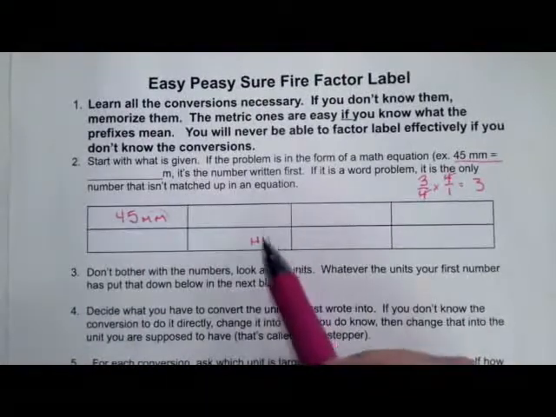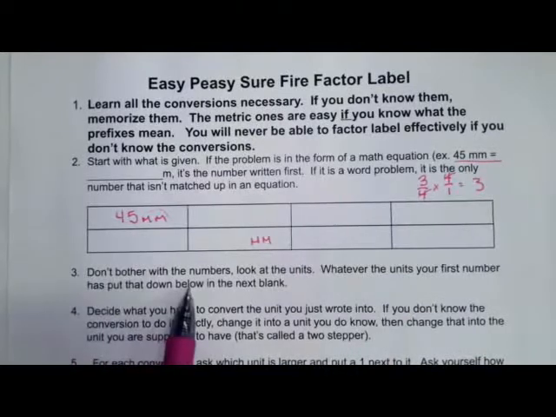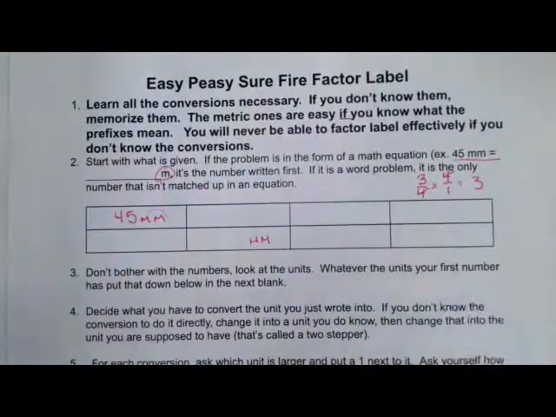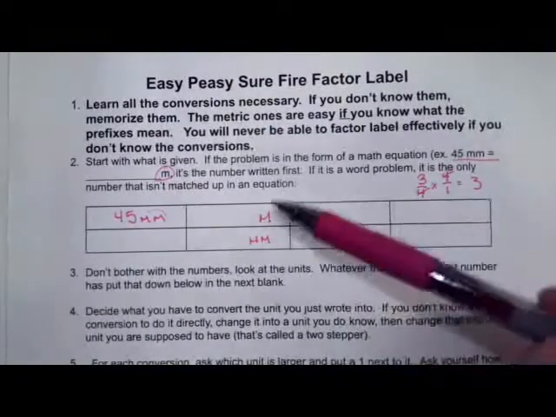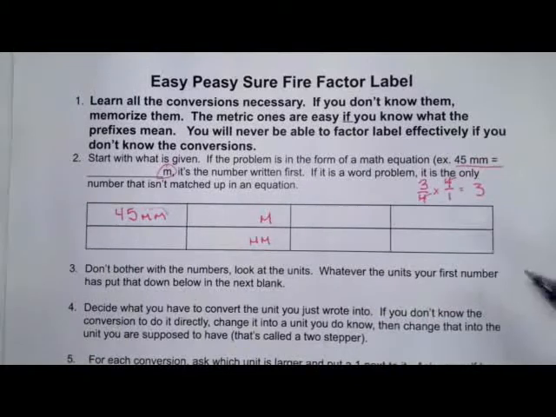And then on the top box, don't bother with the numbers, look at the units. Whatever units your first number has, put that down below in the next blank. Okay? Decide what you have to convert the unit into. Well, in our case, it's meters, so we're going to convert that directly into meters. So that's the unit we're going to put up there. If you don't know the conversion directly, change it into a unit you do know, like the basic unit. We're changing millimeters into the basic unit already, so we don't really need to do that. But never fear, we'll have some exemplars which will have us do some of these two-stepper problems.